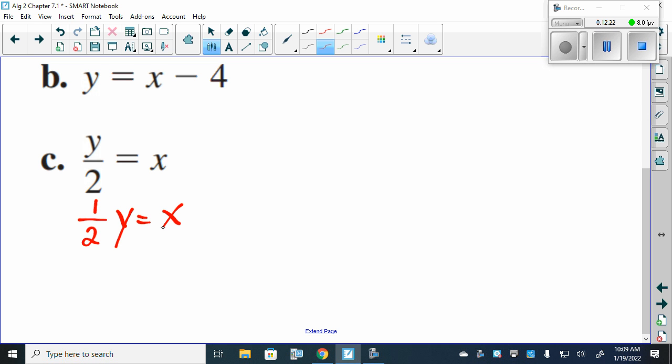Because the big part about it being an inverse is that the variable is either in the bottom, where the constant term is on top, or they're both next to each other. X and y are both next to each other. So this here would be direct.